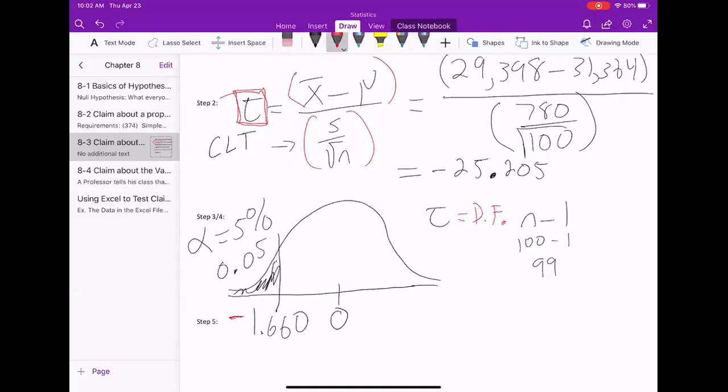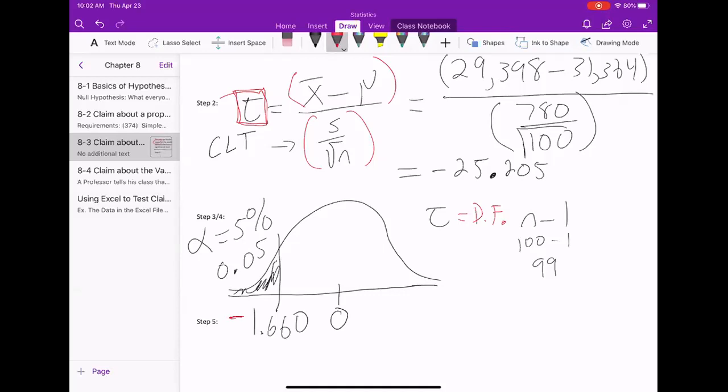The table doesn't give you both values because it's under the assumption that you realize the distribution is symmetric, so it can go either way. That's why I like to draw the picture. Because I know I'm on the left of the 0, then I know that my answer is negative 1.660. Does that make sense?